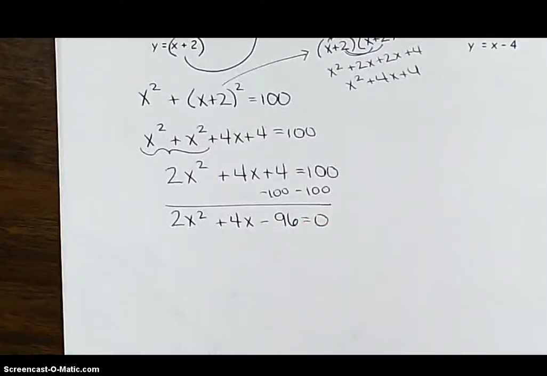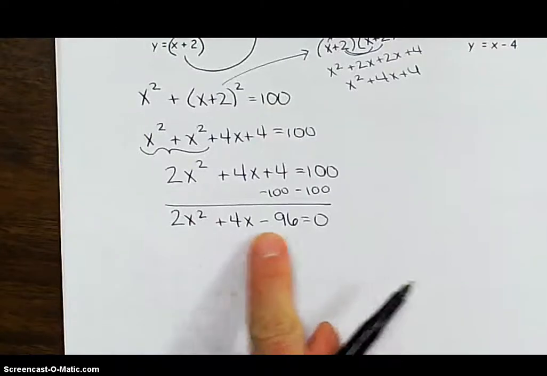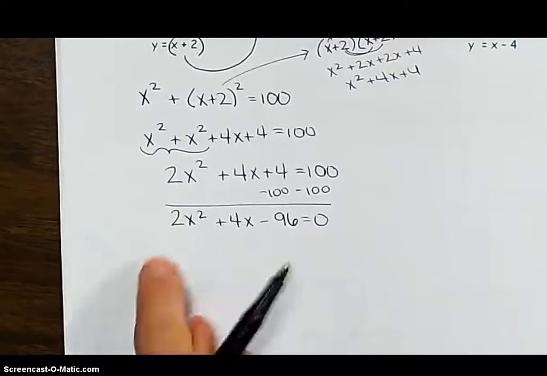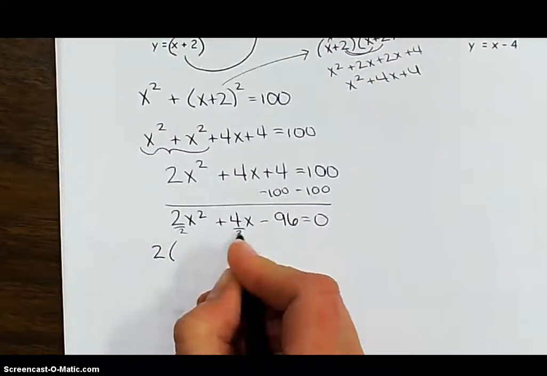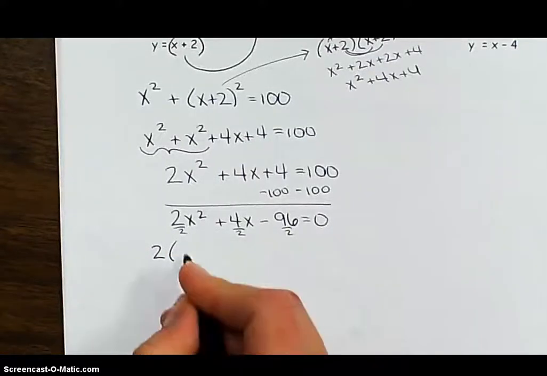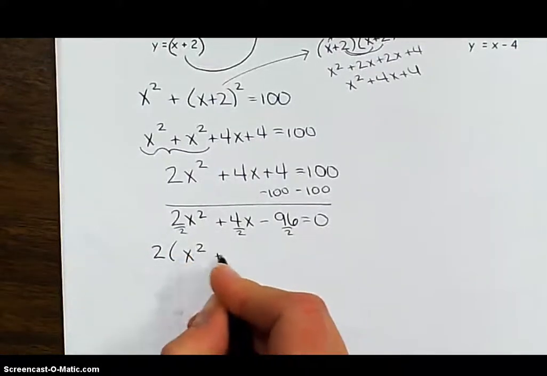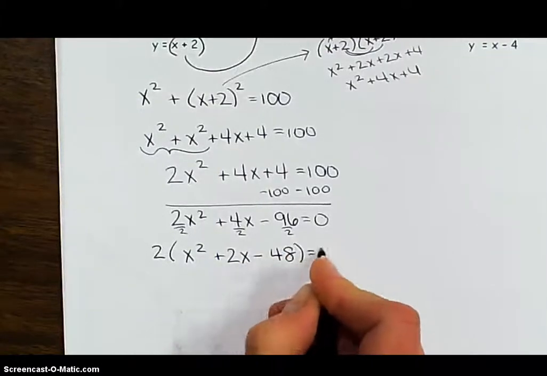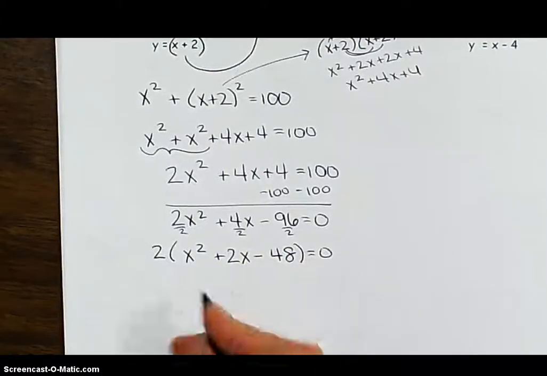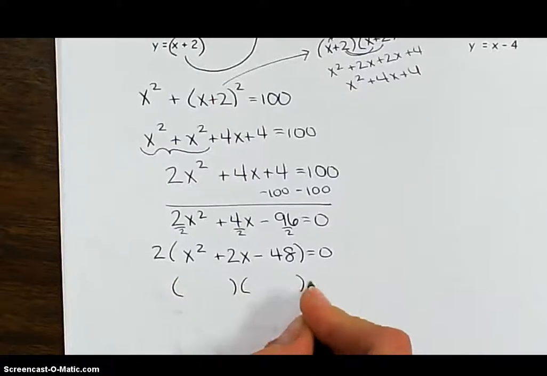Now we have to factor. Remember your methods of factoring. What's the first method you always try? GCF. And let's take a look. 2, 4, 96, they're all even numbers. They're all divisible by 2. So I'm going to divide out a 2 from all of these and put it on the outside. So that gives me x squared plus 2x minus 48 is equal to 0. That's a little bit more manageable this time. So now we can factor it up.